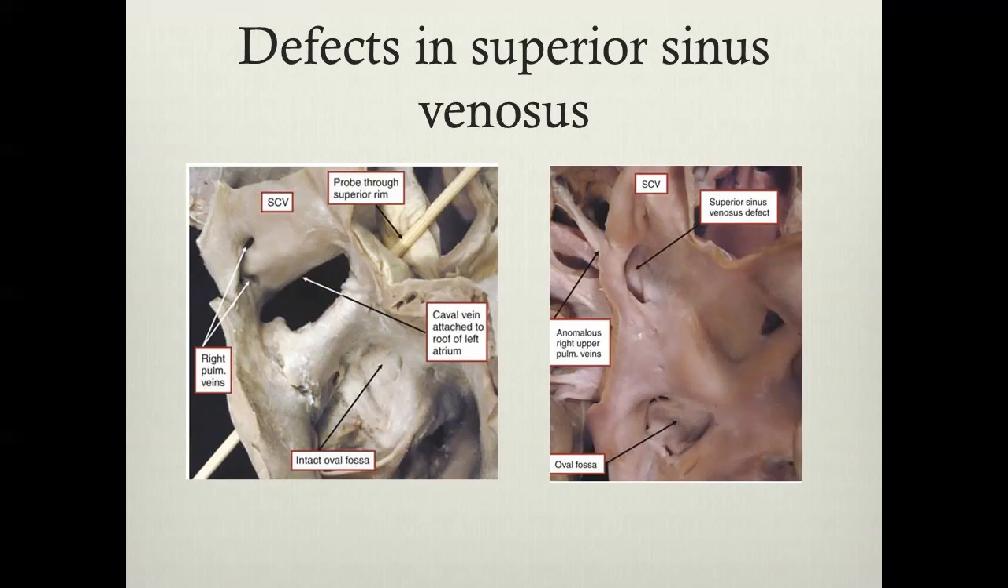So if we look up here, it's a little easier to see this as the SVC. Here's the oval fossa. Way up here is the atrium. Way up here, where the SVC joins the right atrium, is where we have the defect. And the pulmonary veins are often involved because they are adjacent to the sinus, and there's malformation of that whole unit, that whole entrance of the right pulmonary vein to the left atrium, as it crosses the superior vena cava and the superior vena cava into the atrium.